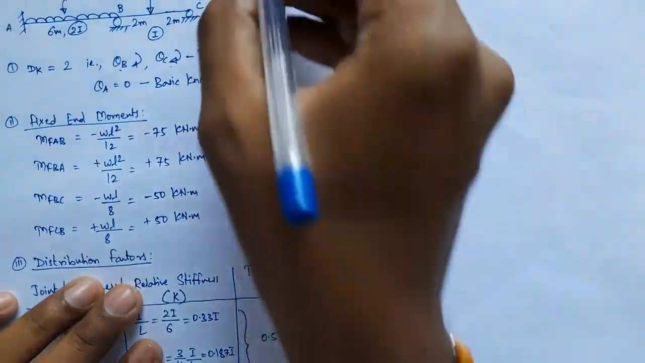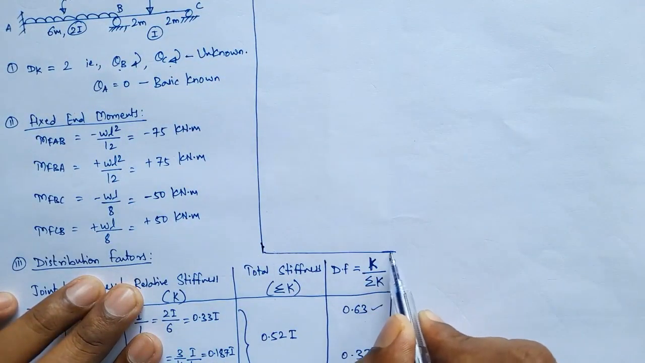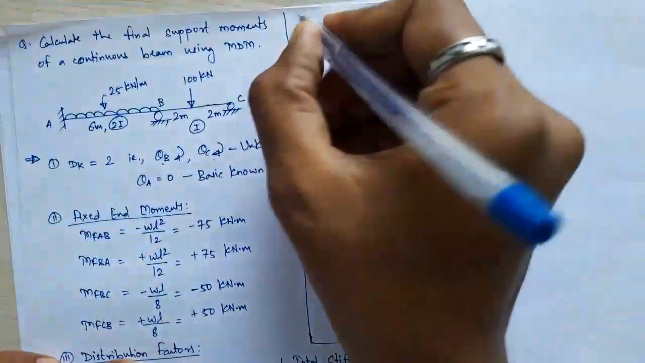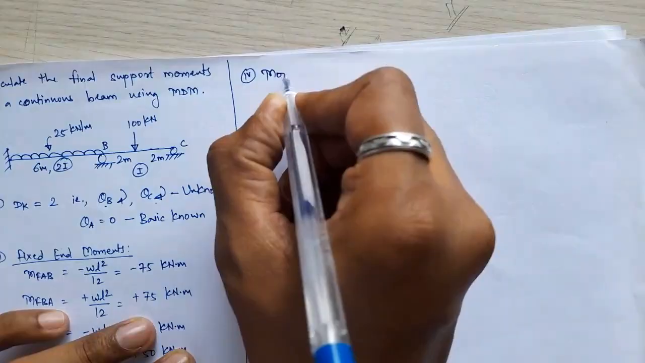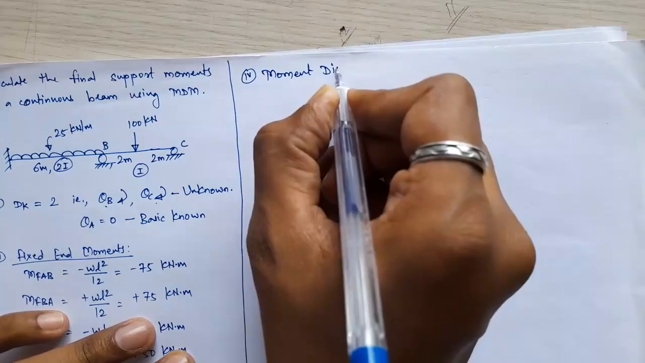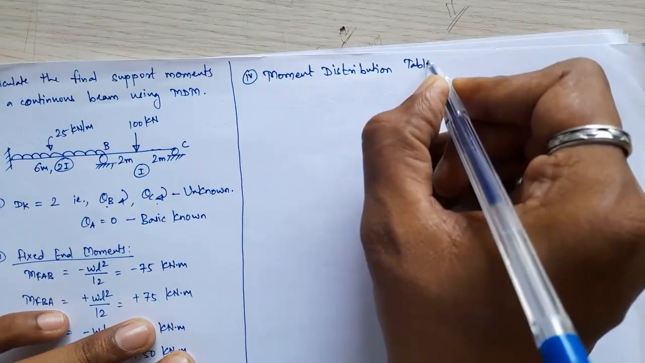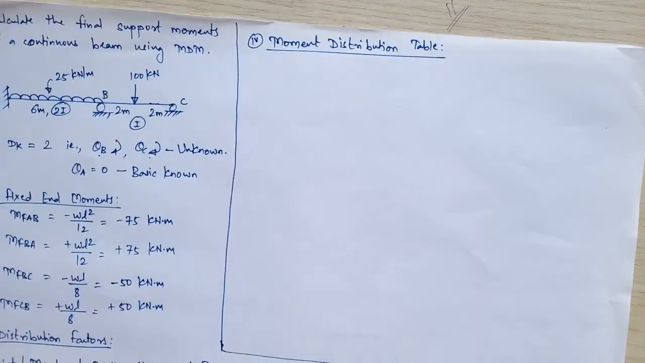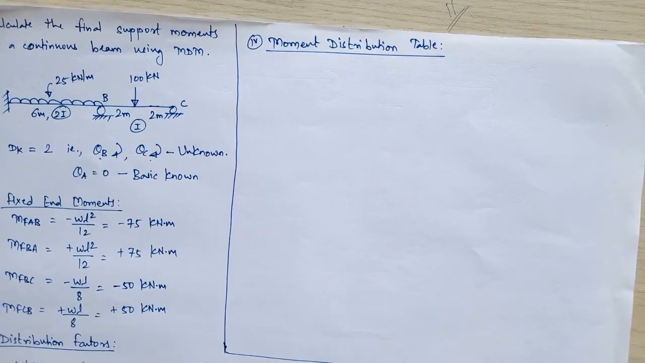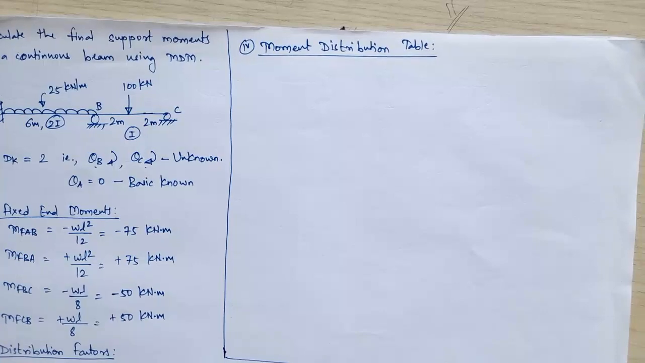Okay, now using these distribution factors, you have to calculate the support moments. So your next step after distribution factor, that will be your fourth step, the moment distribution table. In this you have to do the distribution of moments towards the supports using these distribution factors. Okay, now here also you are having one more table. So one table is done, of distribution factor, you have to remember this second table now.